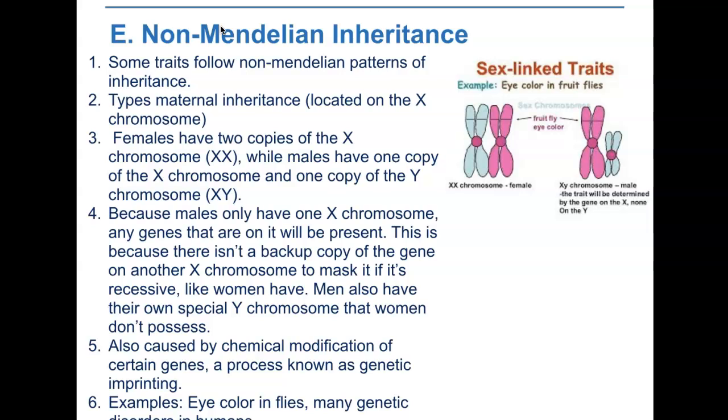Another source of non-Mendelian inheritance is caused by chemical modification of certain genes, a process known as genetic imprinting. In mice, for example, a gene regulating body size is imprinted in a way that silences it in the next generation, whenever it is carried by a female. Mice that inherit the gene from their mothers may suffer from dwarfism. However, mice that inherit the very same gene from their fathers do not. Genetic imprinting occurs in many human genes as well.